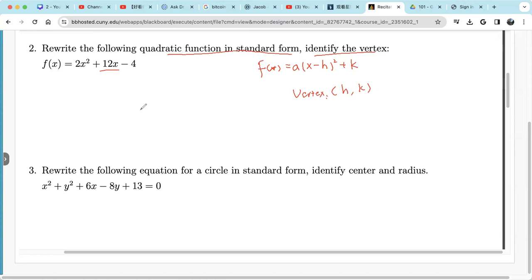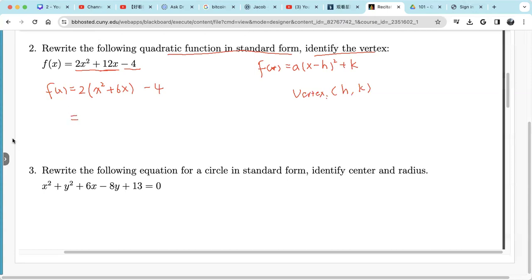Okay, so basically we have to complete the square. So that means f of x. Now the coefficient before x squared is 2. So what do we want to do? We want to factor out this 2, but we only take these 2 terms, so we leave -4 at the end. We take these 2 terms, factor out 2, get x squared plus 6x, then minus 4. If we multiply 2 with x squared, we still get 2x squared, multiply 2 with 6x, we still get 12x. So we didn't change anything.